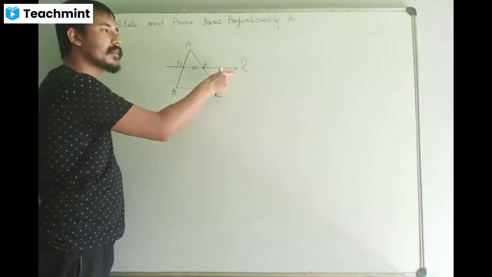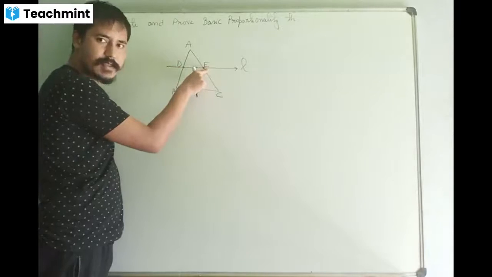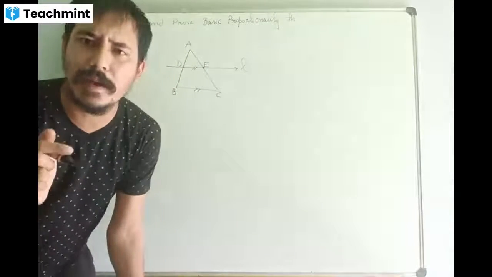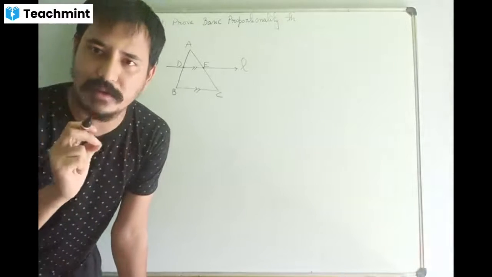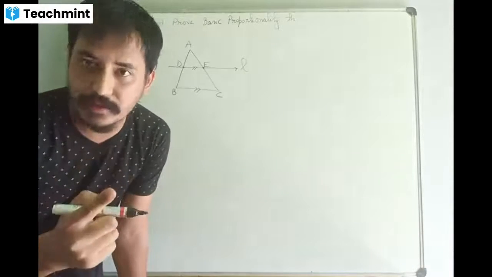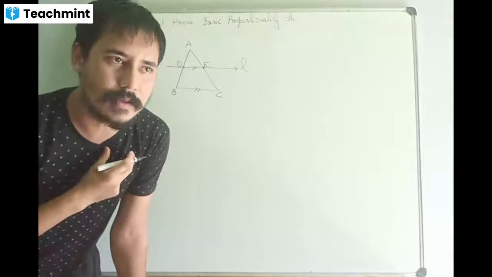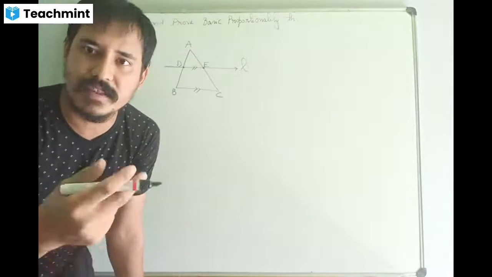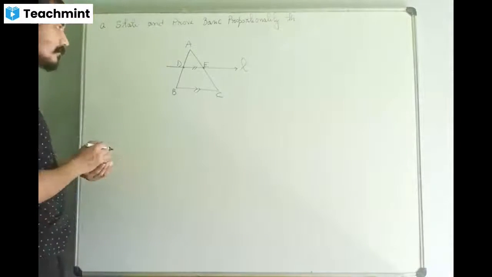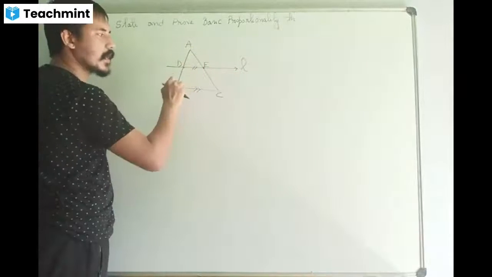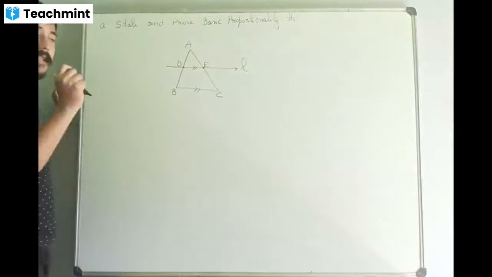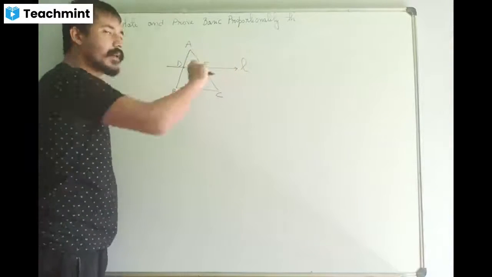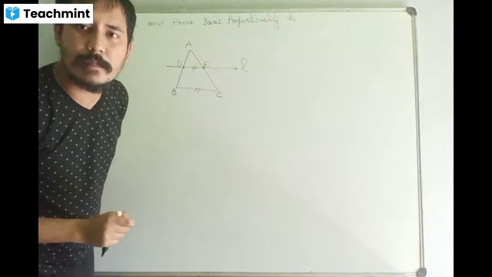So this line L intersects the other 2 sides at 2 different points, right? Different points in maths we call distinct points. You and I are distinct. My name is Samrat. Your name is different. We have distinct names. So this line L intersects the other 2 sides at 2 distinct points. Then in that case, the other 2 sides, that means AB and AC, are divided in the same ratio.